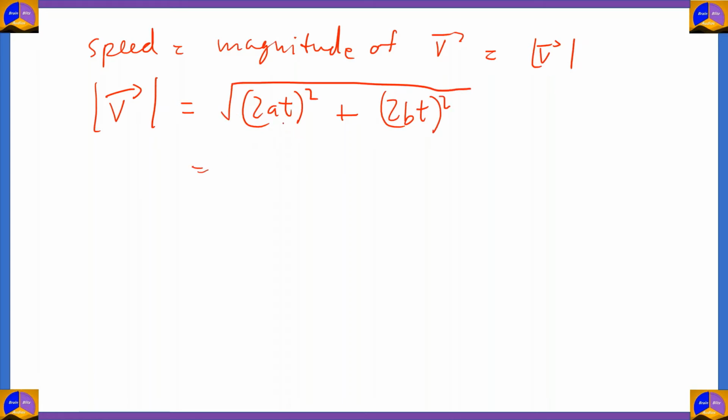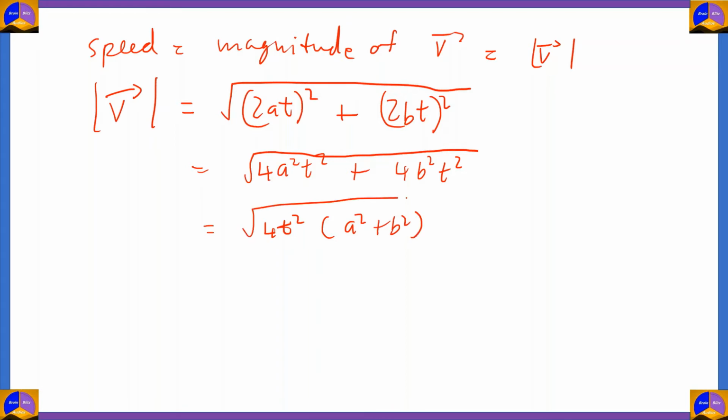On solving it, we know that 2at the whole square will be equal to 4, because 2 square is 4. Then there is a square, and then there is t square. Similarly, in the y component, 2 square becomes 4, then it becomes b square, and then t square. So 4a square t square plus 4b square t square, the whole root. Now inside the root, we can take 4t square as common. So 4t square times a square plus b square. So 4t square is taken common, and all of that is inside the root again.